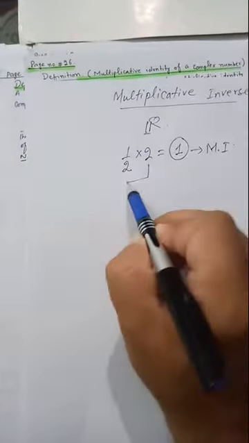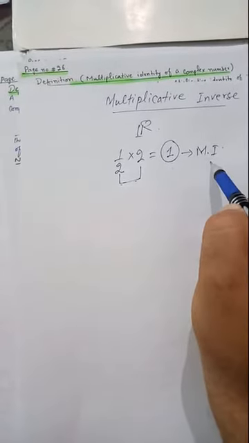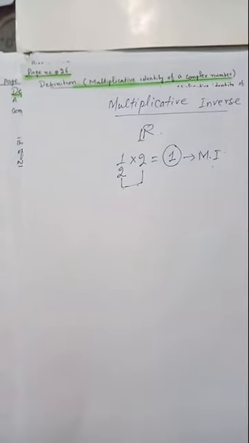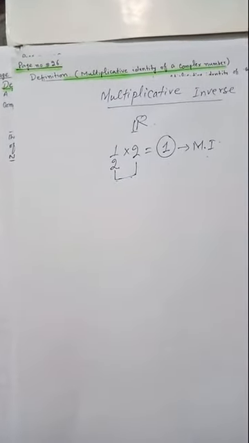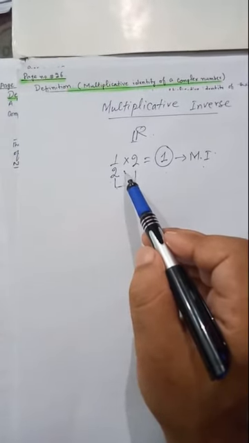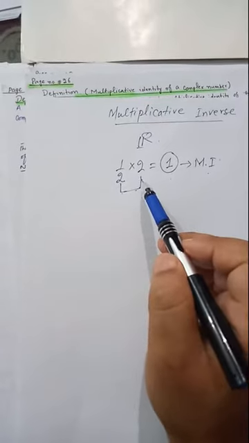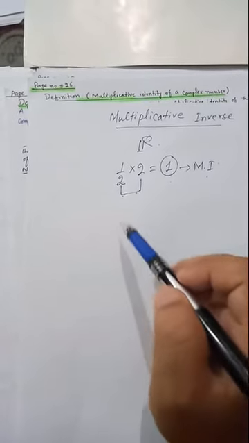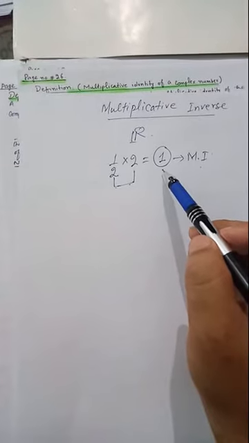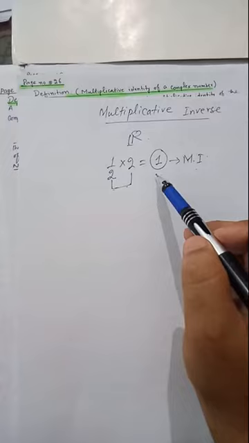So you see that from the multiplication of these two numbers, I get my multiplicative identity. According to the definition, when you multiply two numbers and you get the multiplicative identity, then those two numbers are said to be multiplicative inverses. So the multiplicative inverse of 1 by 2 is 2, or the multiplicative inverse of 2 is 1 by 2, because from their multiplication I get the multiplicative identity. This is the multiplicative identity in the set of real numbers.